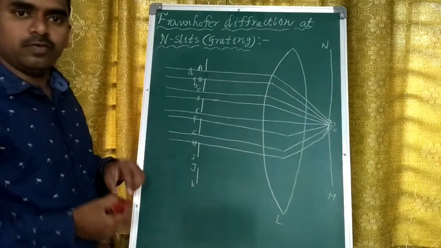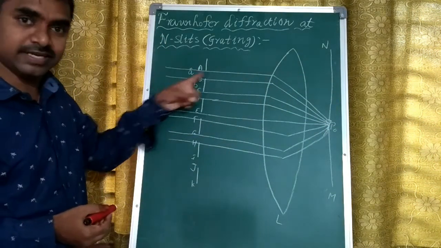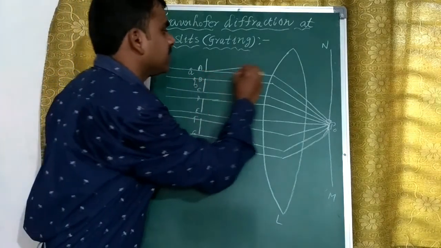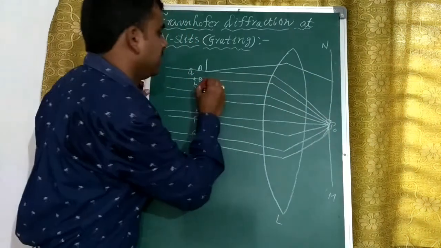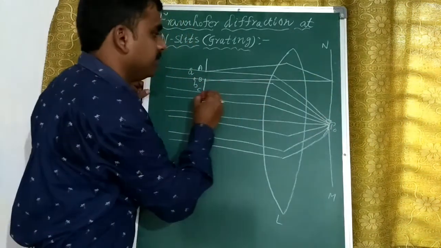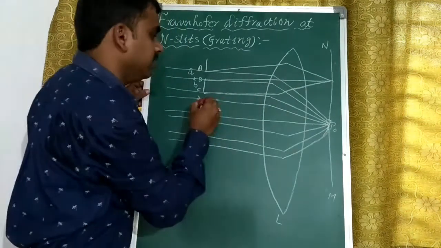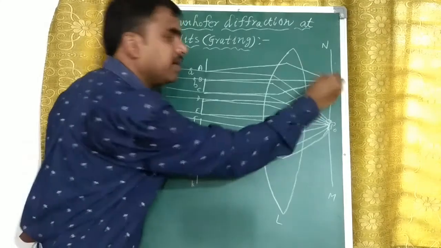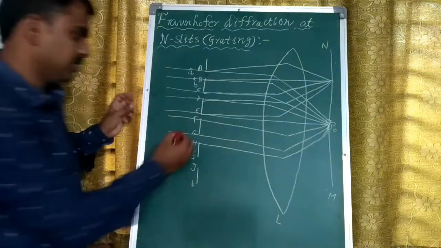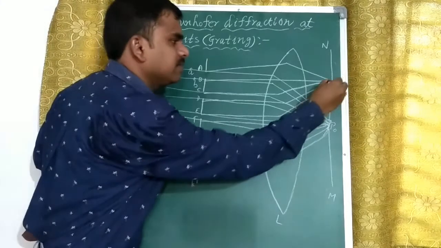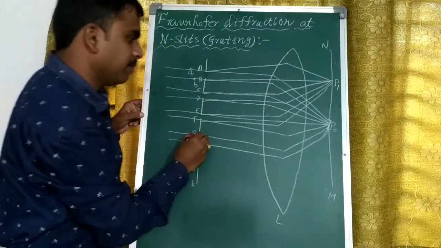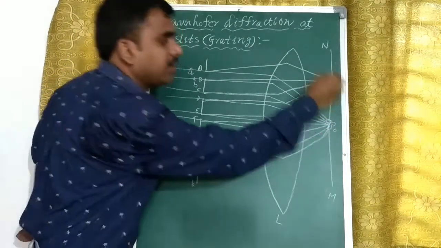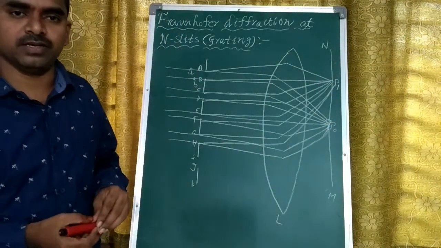Now, due to the slit edges, secondary wavelets are diffracted. The diffracted wavelets reach our screen at the position P1. There, which type of intensity we observe depends upon the path difference. This position may be called P1, and that position may be called P1. All these reach the position P1.